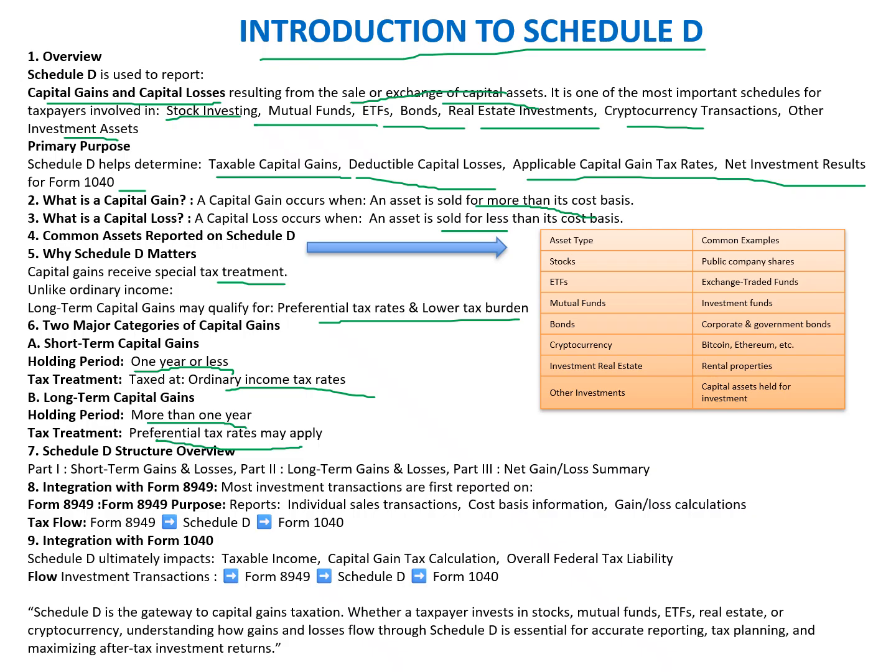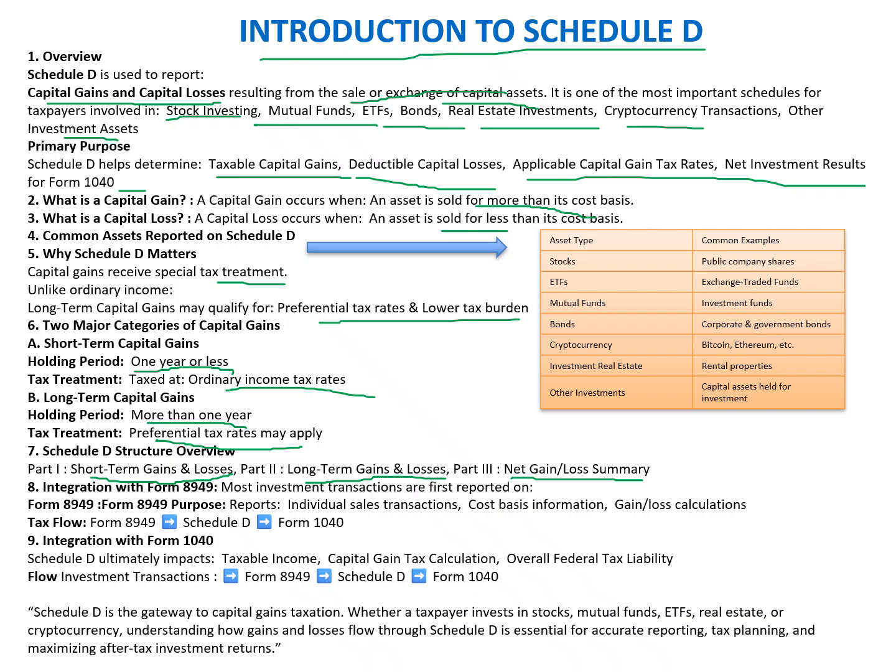Part 1 of Schedule D is short-term capital gains and losses. Part 2 is long-term capital gains and losses, and Part 3 is the net gain or loss. So these are the three parts, and we are going to discuss these three parts in detail, line by line, in the upcoming slides.